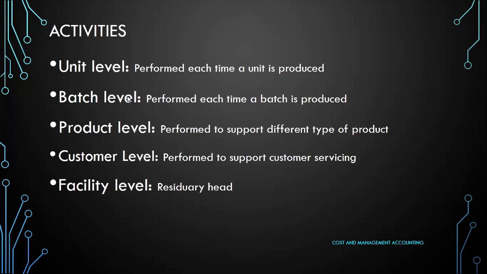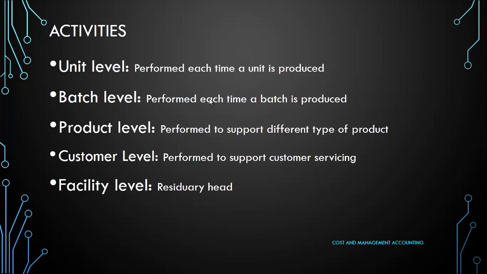So activities are classified into unit level, which are performed each time a unit is produced; batch level, performed each time a batch is introduced or produced; product level, depends on the types of products; and customer level are all those activities which are related to supporting a customer; and facility level is considered to be a residual head of activity.